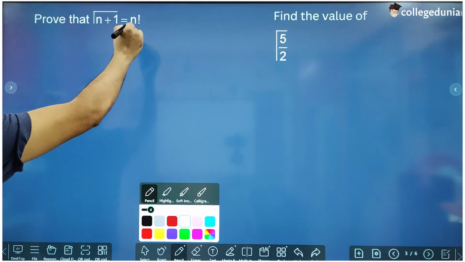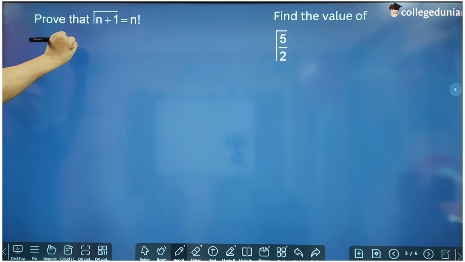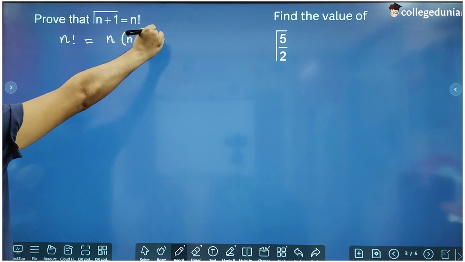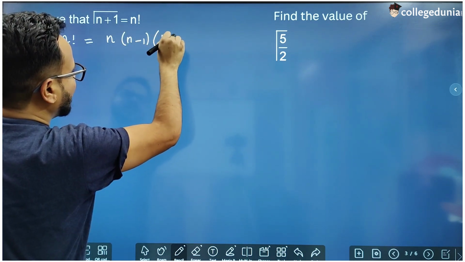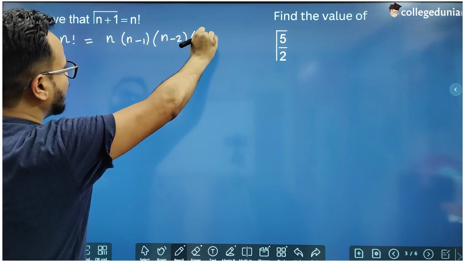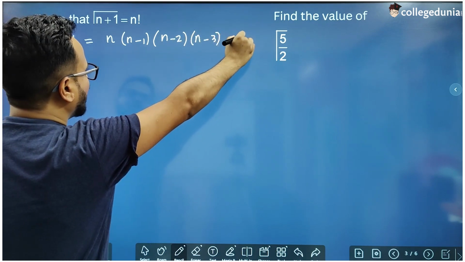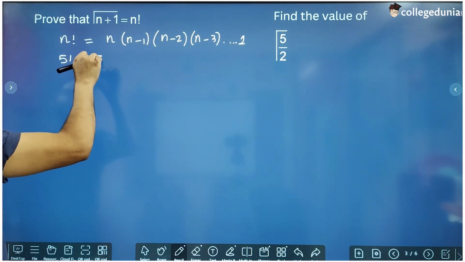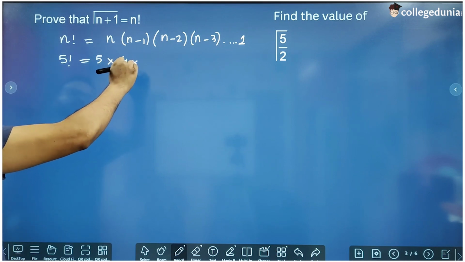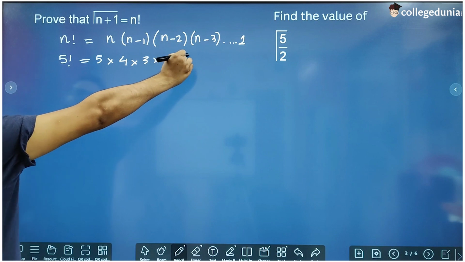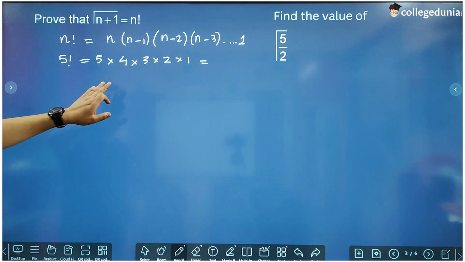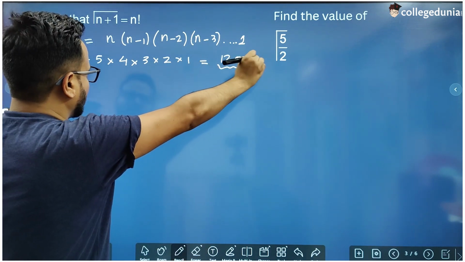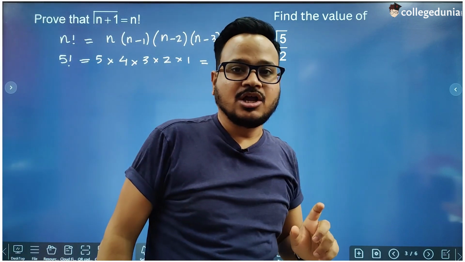Prove that gamma n plus 1 is nothing but n factorial. Okay, what is n factorial? n factorial is n into n minus 1 into n minus 2 into n minus 3 up to 1, right? For example, 5 factorial is what? 5 factorial is 5, then 5 minus 1 is 4, then 4 minus 1 is 3, then 2, then 1. So 5 factorial is 5 into 4, 20. 20 into 3, 60. 60 into 2, 120. 5 factorial is 120. So that is factorial, right?